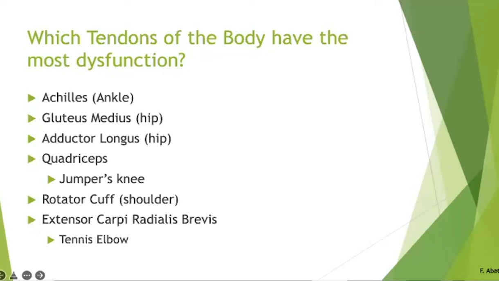So which tendons of the body have the most dysfunction? We're going to start from the lower body and move on up. So we have the Achilles, which is in your ankle, the glute med, which is in your hip, the adductor longus, which is also in your hip, the quad, which is in your knee, also known as jumper's knee, the rotator cuff muscles, which are in your shoulder, and the extensor carpi radialis brevis, which are in your elbow.